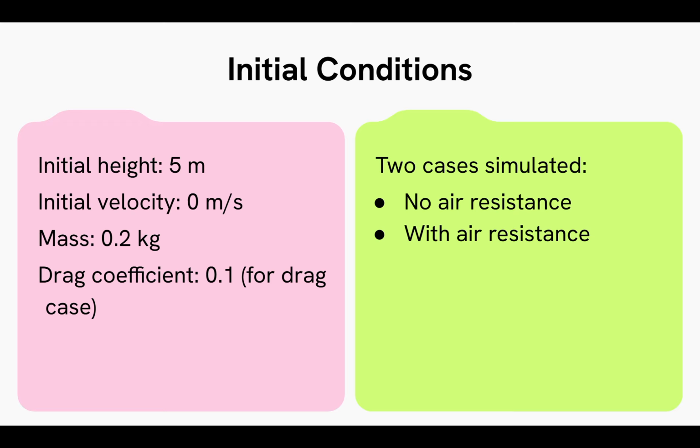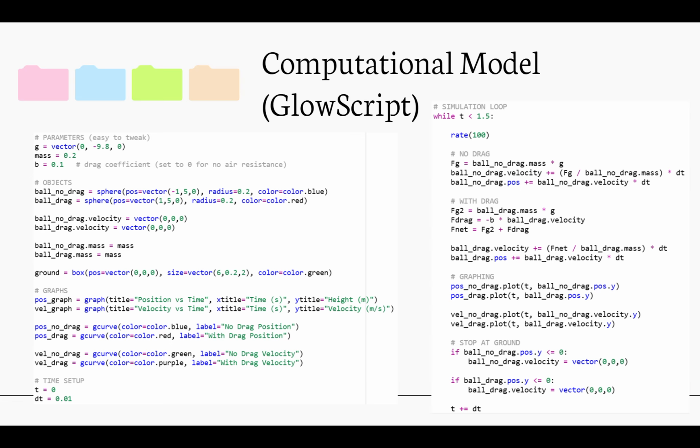The initial conditions: the initial height is 5 meters, the initial velocity is 0 meters per second, the mass is 0.2 kilograms, and the drag coefficient, which is the b value, is 0.1 for the drag case. Two cases are simulated: no air resistance and with air resistance.